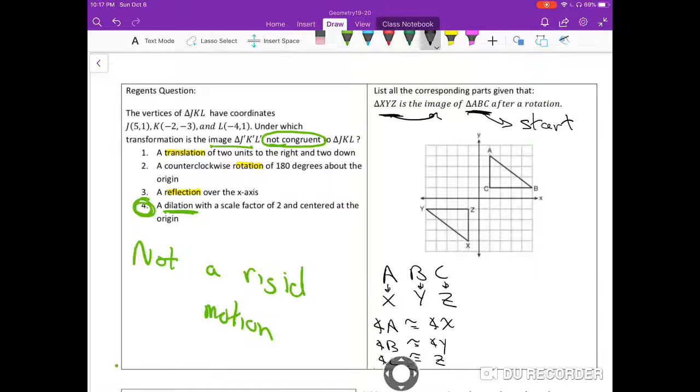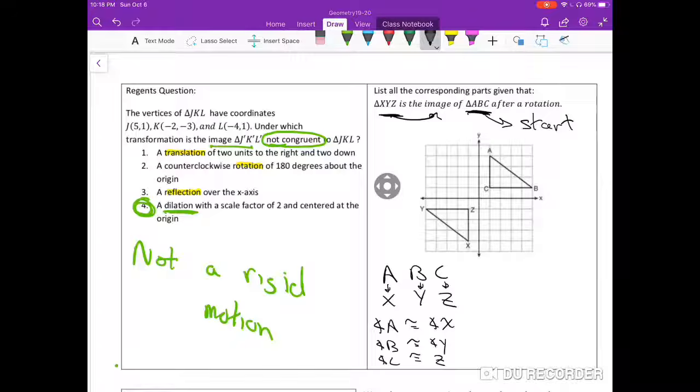Now, I can use the congruent sign because, as we said before, since it's a rotation, it's a rigid motion, so everything in ABC is going to be the same in XYZ. I don't have to worry if they're different sizes because I know they're not, because a rotation took place.